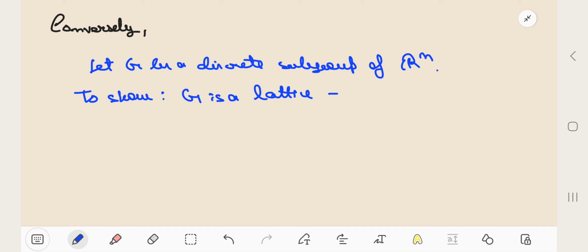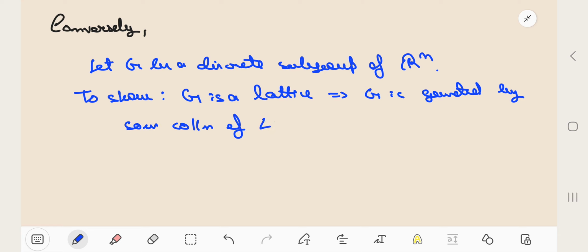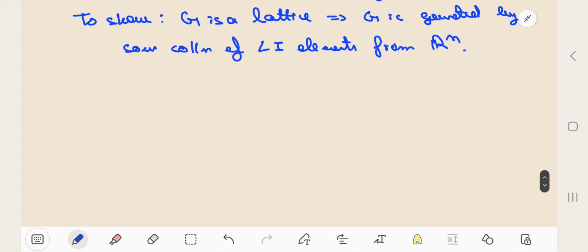But to show that G is a lattice, I need to show that G is generated by some collection of linearly independent elements from R^n. Okay, this is what I actually need to show. So I actually need to construct a collection of elements which will generate G and are linearly independent. Okay, that will do the job. So let's see how we can do it.